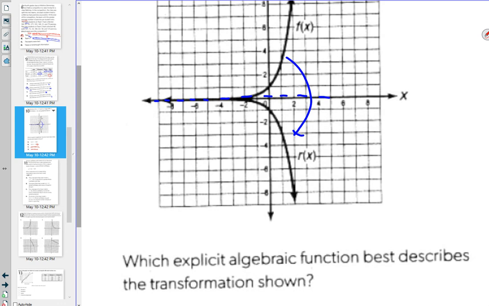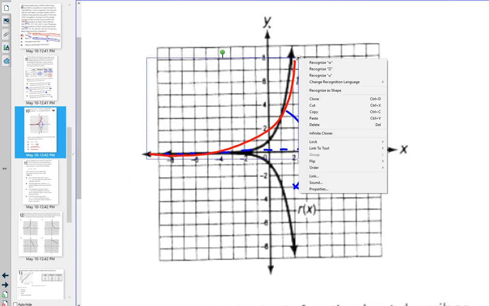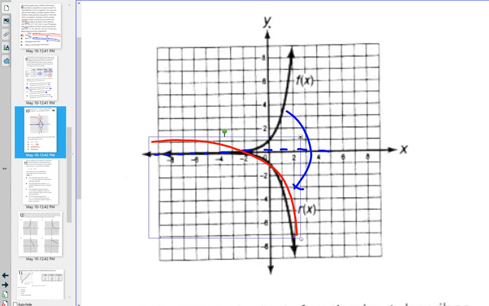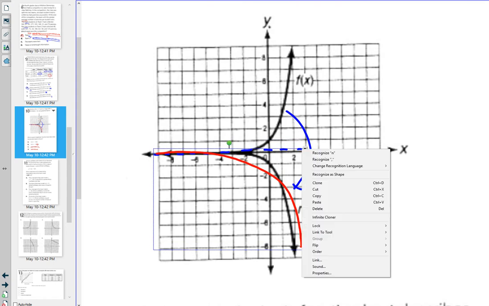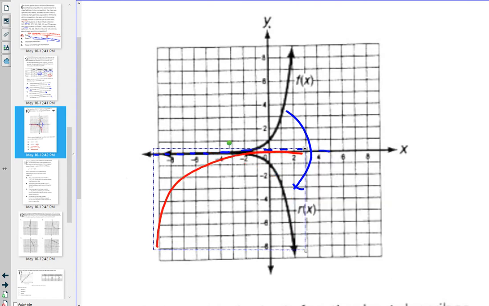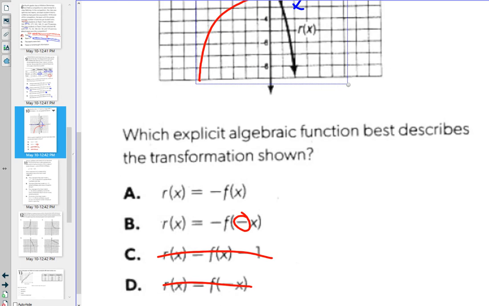So what would happen is if this original graph were to not only flip up and down, which makes it look like this, but also on top of that flip left and right, then that's how it would end up looking. But that's not the way it looks. It's only an x-axis reflection. So the minus has to be in front of the function.